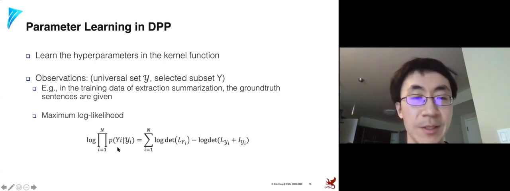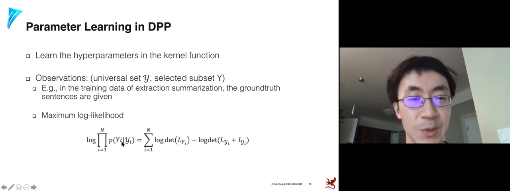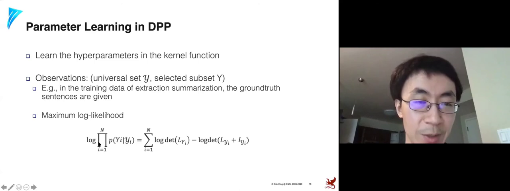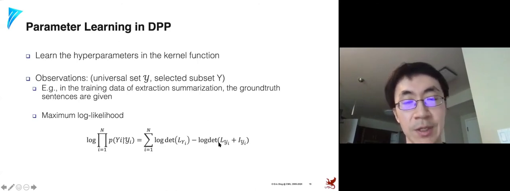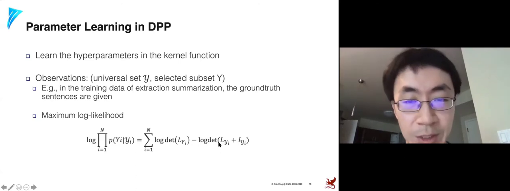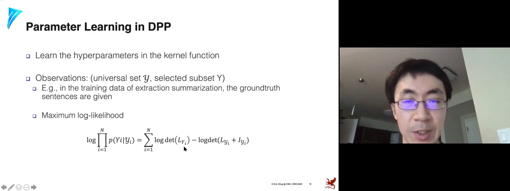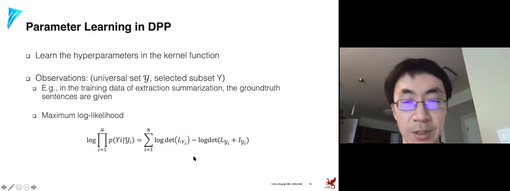Then we can plug in the feature vectors of the selected ones into the DPP distribution and get this DPP probability. Here we define a maximum log likelihood objective function. Multiply all the probabilities over different training examples together, take a log, and then we get this objective function. Then we can do gradient descent or other methods to optimize this function with respect to the hyperparameters or weight parameters in the kernel or in the neural network.